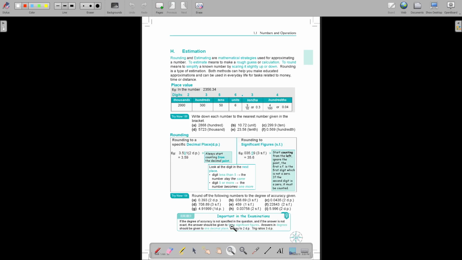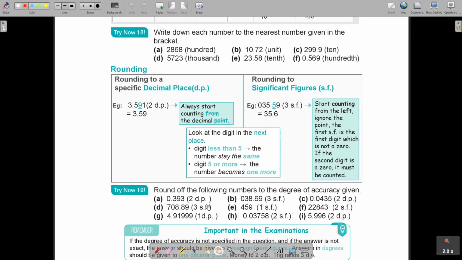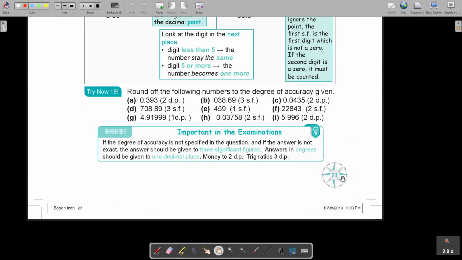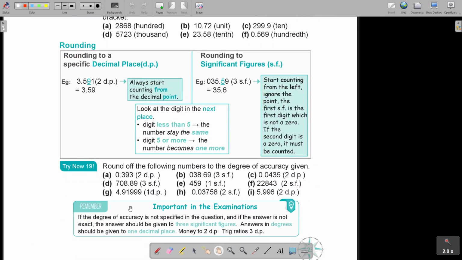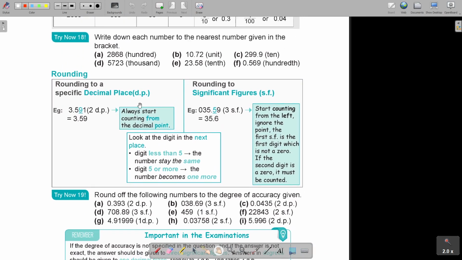And in the textbook, approximation, you will find it on page 23, chapter 1. Important in there. If it's not specified, the answer should be to 3 significant figures. Answer in degrees should be given to 1 decimal place. Money to 2 decimals. Trig ratios, 3 decimal places. Okay, but you can just check what they say on the front page. But let me just take you back.